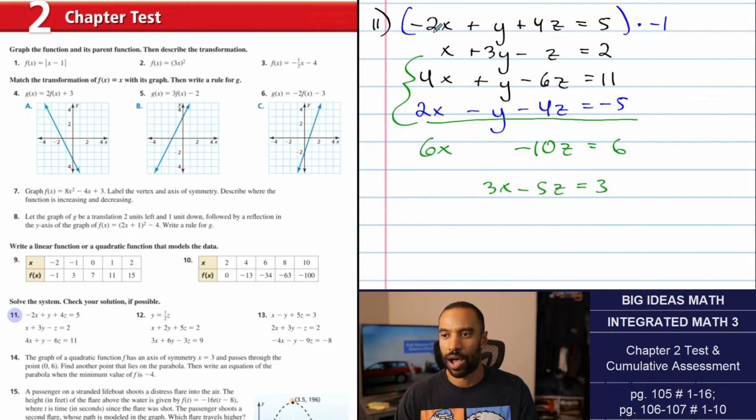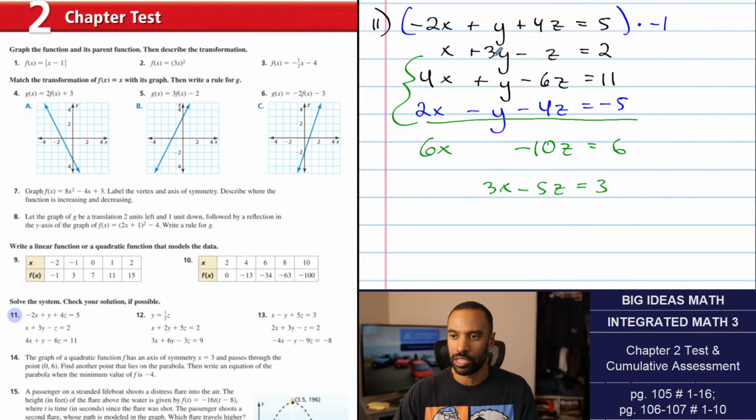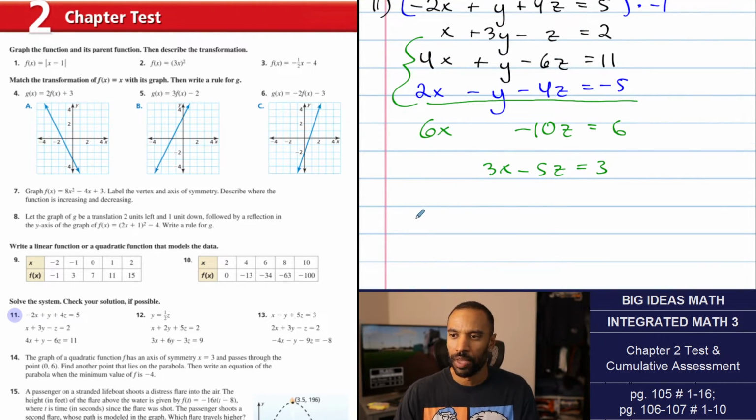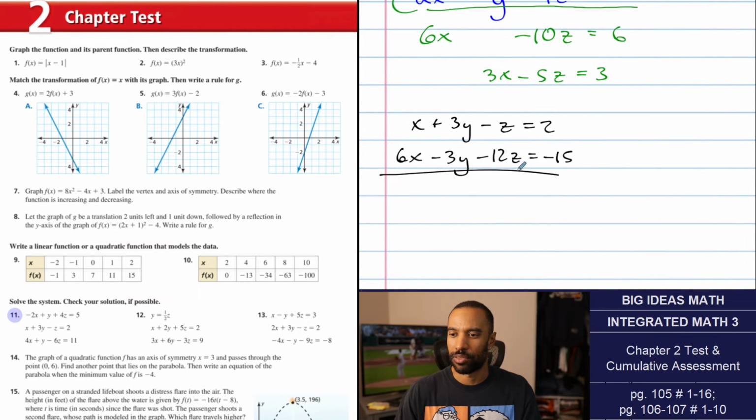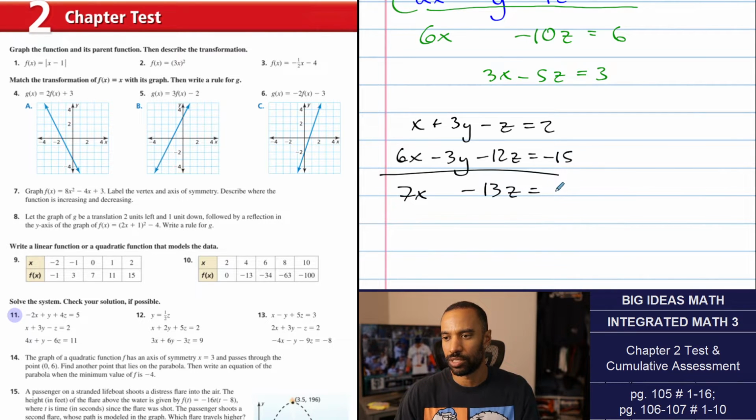Now let's eliminate the y's with these two. I'll multiply by negative 3 instead. I'll just write this down below. I have x plus 3y minus z equals 2, and let's multiply that by negative 3. We'll get 6x minus 3y minus 12z equals negative 15. Okay, so add those together. You get 7x minus 13z equals negative 13. I trust that those are decent.